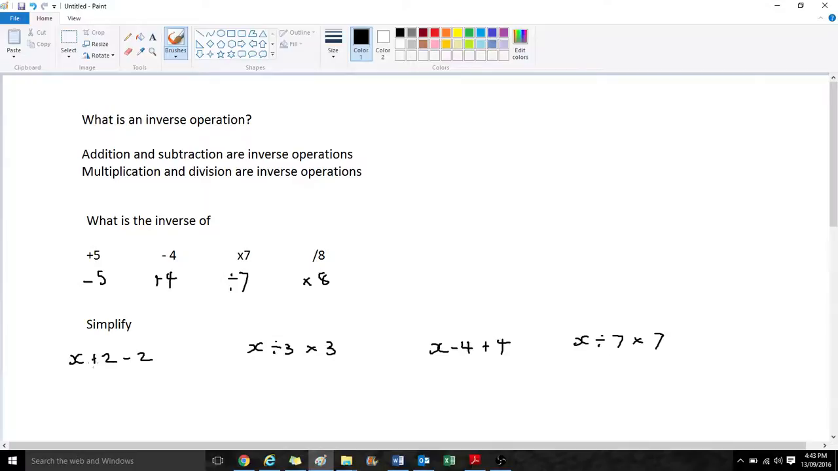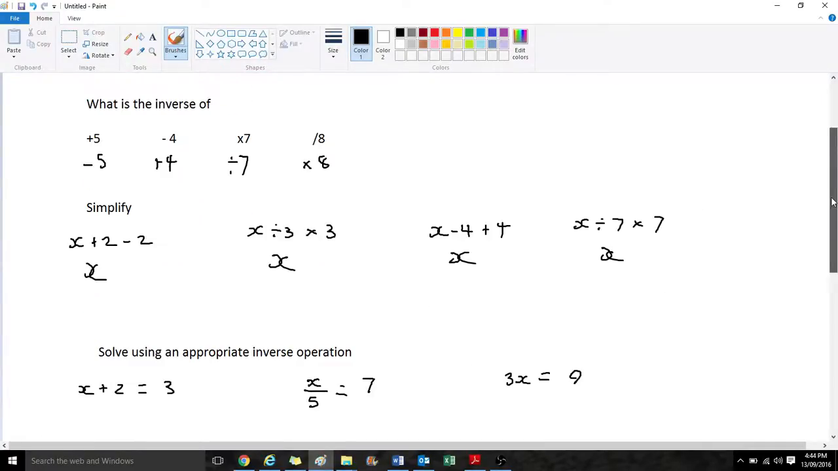So for example, here we have plus 2 take 2, okay? So the result that we're going to get is just x. Here we have x divided by 3 times 3. All right, here we can see divide by 3 and times by 3. They should cancel. This is going to give us x. x take 4 plus 4. All right, the minus 4 and the plus 4 cancel one another. x divided by 7 times by 7. Okay, the divide by 7 and the times by 7 cancel one another.